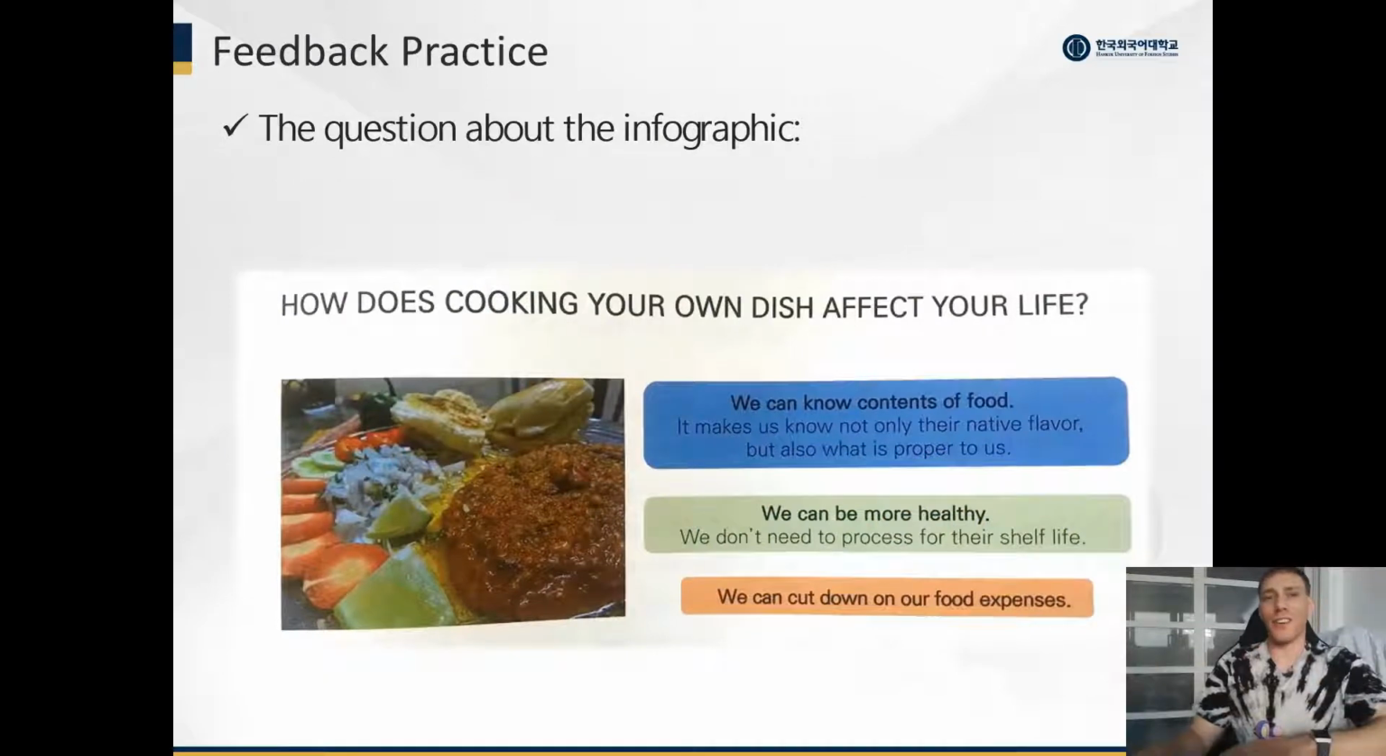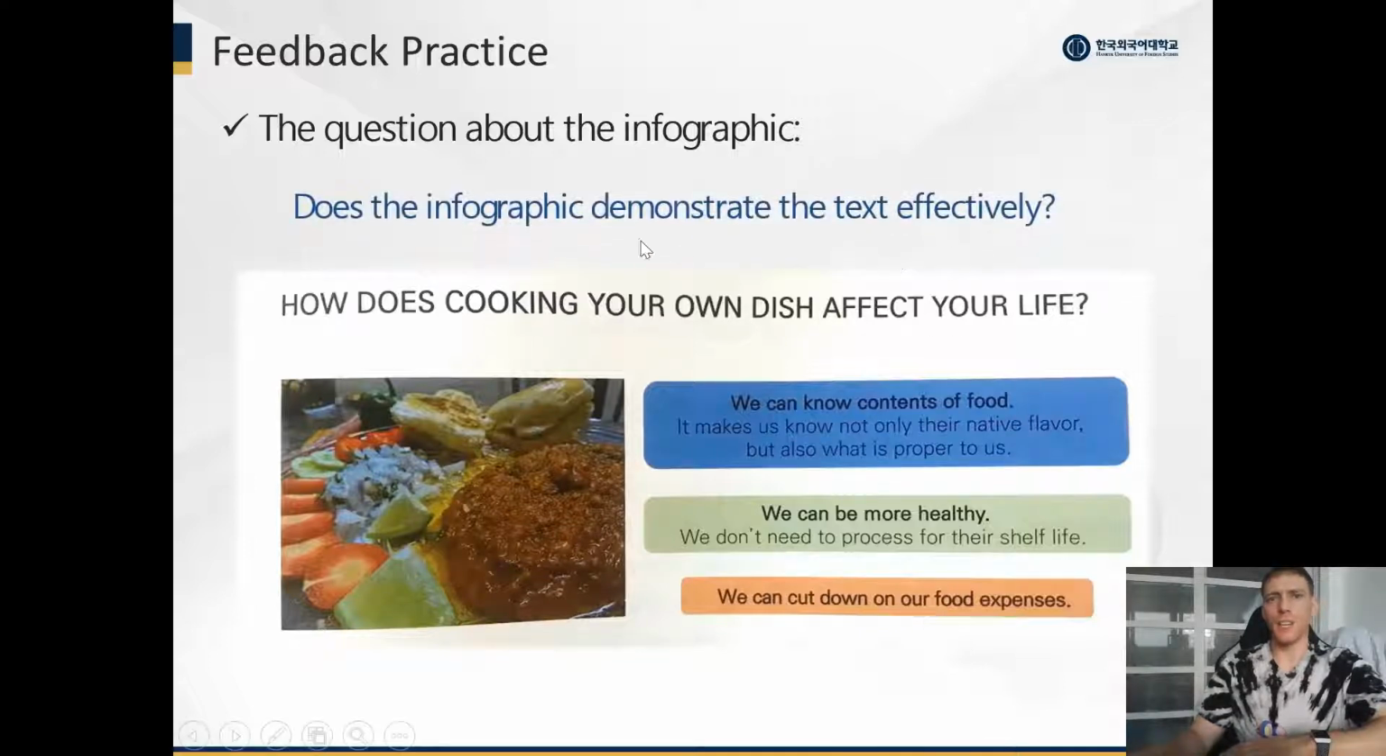Have a look at this infographic. It's feedback time. What do you think? How does cooking your own dish affect your life? Does it give the text effectively? So we know the contents of food. Okay, we know kind of what's there. Maybe we can be more healthy. Yep, that's true. We can cut down on our food expenses.